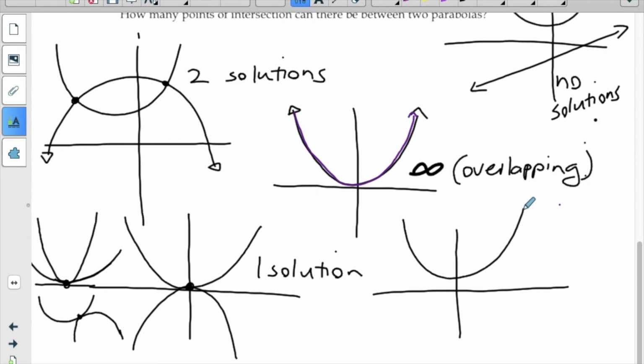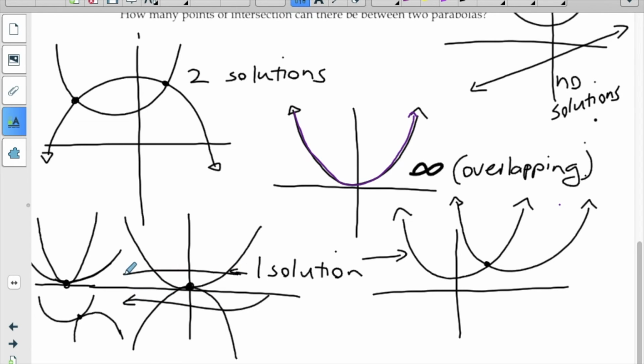If they have the exact same A value, I think they could have one solution. Yeah, that's true. It would have to have the exact same A value though, right? Because they'd have to have the exact same shape. Because if they had different shapes, at some point this one is going to intersect with that one somewhere. But yeah, that would also be a case of this. So there's actually a couple ways, you guys are right, you're thinking creatively, that you could have one solution.